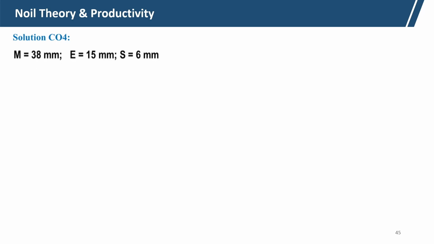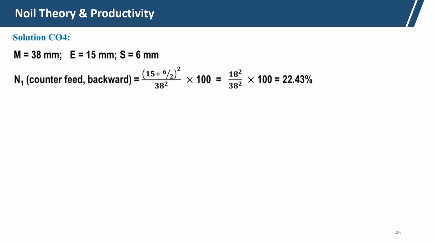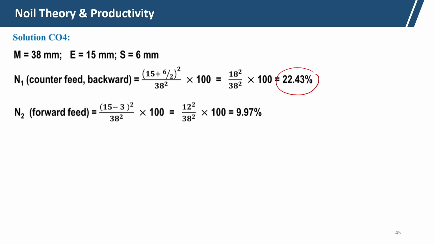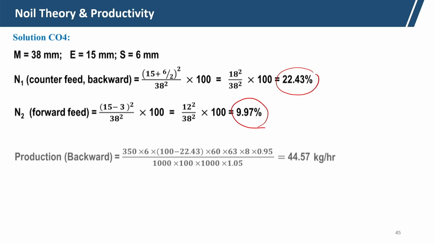So, M 38, E 15, S 6, let us calculate the Noil percent. For backward feed it is 22.3343%, and for forward feed it is 9.97%, and based on that the productivity will change.